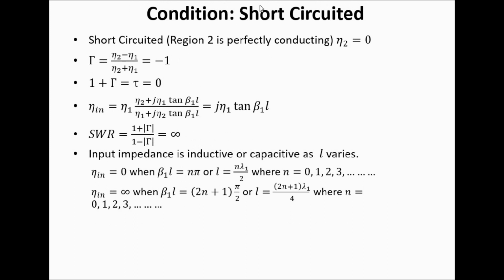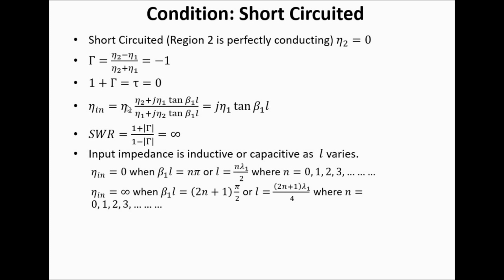Now the other condition is short circuit. So if you have one medium and another medium is short circuited, then what will happen? Short circuited means perfectly conducting. That means eta 2 equals 0. So if you put eta 2 equal to 0, you get reflection equal to negative 1, transmission equal to 0. So if you have a thick conductor, then all the signals will be reflected back. No signals will be transmitted through the conductor.